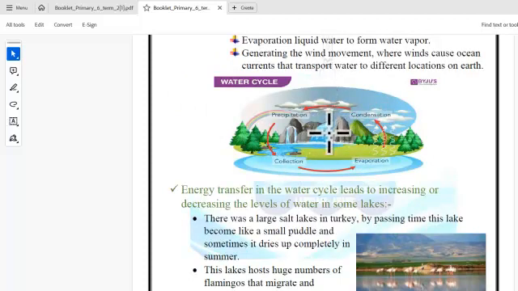Energy transfer in the water cycle leads to increasing or decreasing the level of water in some lakes. There was a large salt lake in Turkey. With passing time, this lake became like a small puddle, and sometimes it dries up completely in summer. This lake hosts a huge number of flamingos that migrate and reproduce there when the weather is warm. Flamingos feed on algae found in the shallow water of this lake.